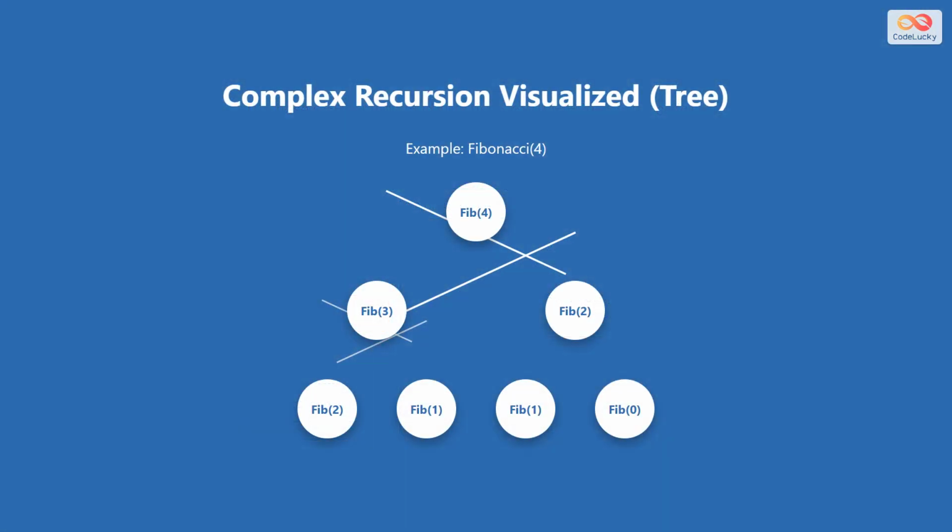For more complex problems like the Fibonacci sequence, recursion can branch out multiple times. This creates a tree structure. As you can see here, calculating just the fourth Fibonacci number requires calculating the third and second, which in turn require their own calculations. Visualizing it as a tree helps us understand the flow of data.